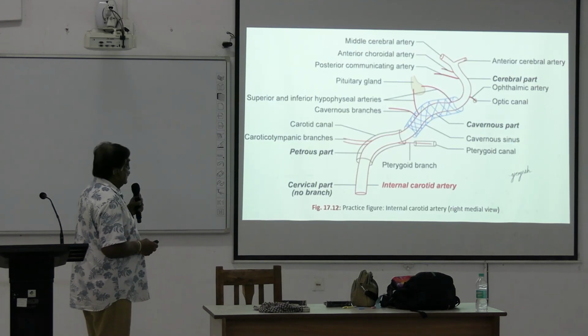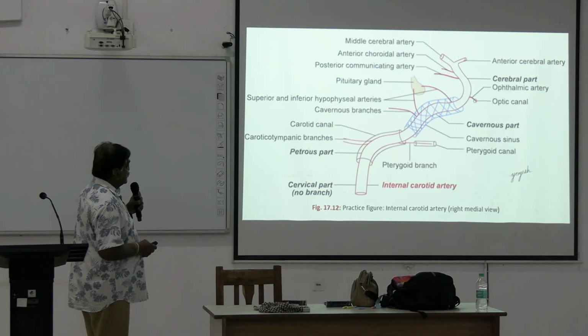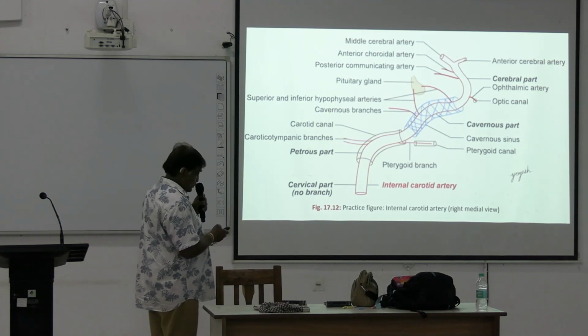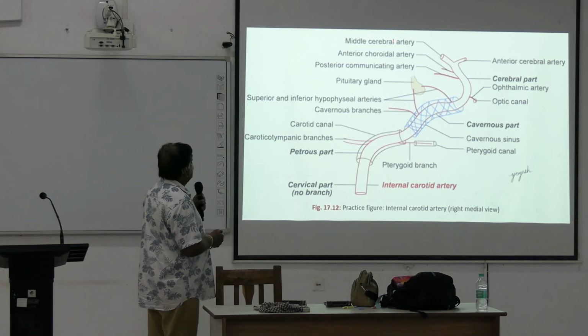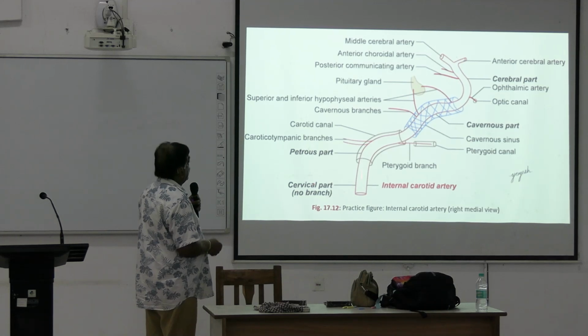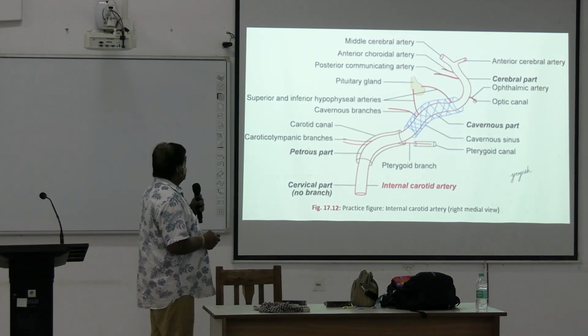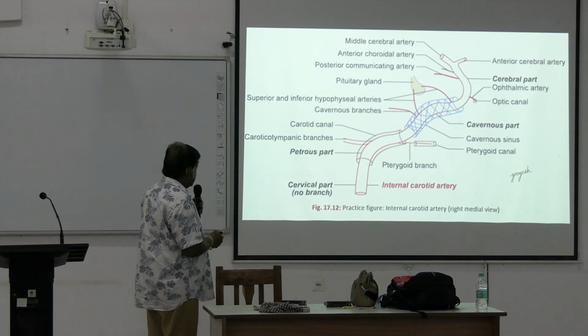Now, this is a practice figure for the internal carotid artery, right and medial view. Now see the middle: this is the internal carotid artery, cervical part. No branches are here, but the petrous part has a caroticotympanic branch. Okay.